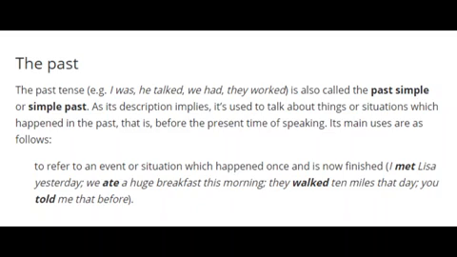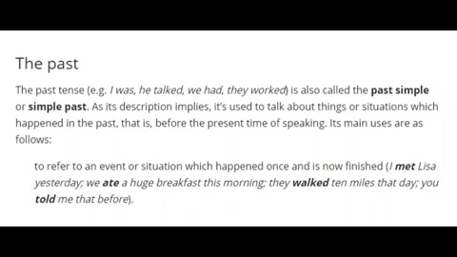For example, see the sentences. I met Lisa yesterday. That means action past. We ate a huge breakfast this morning. That means the breakfast is already gone. They walked 10 miles that day. That means they already walked 10 miles, the day passed. You told me that before. That means whatever has been told before. In all these sentences we can see that we are expressing the past.